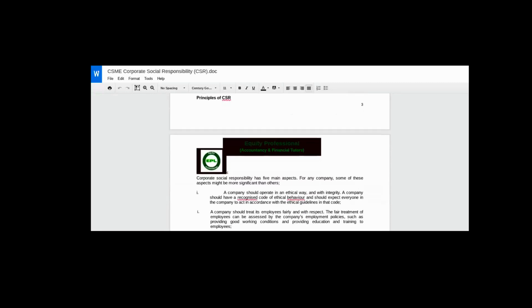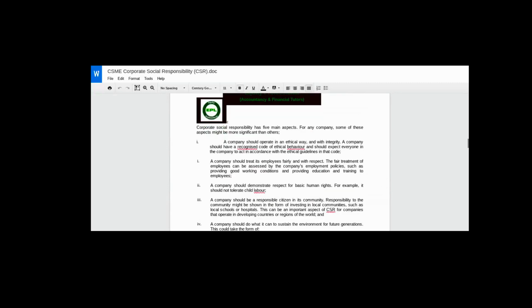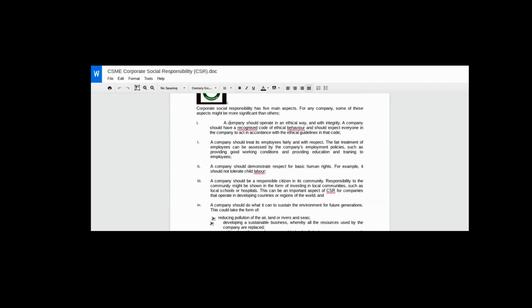So what are the principles of CSR? Some of the principles of CSR are these. One, a company should operate in an ethical way and with integrity. So acting in a moral, ethical way and with integrity is a major principle of CSR. Two, a company should treat its employees fairly and with respect. That's the second principle of CSR.